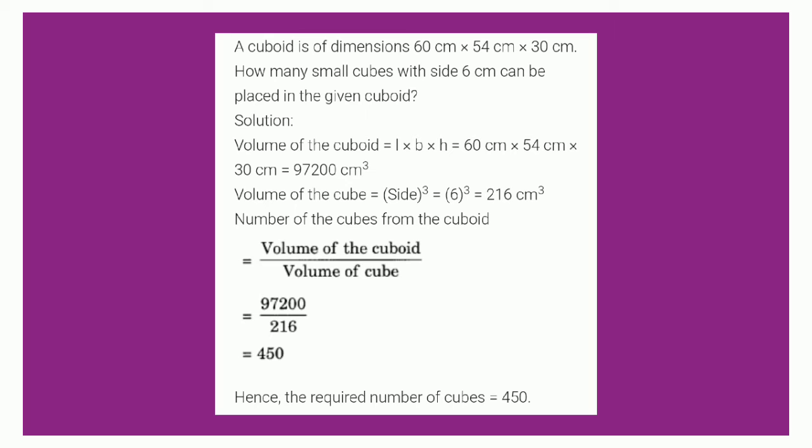Volume of cuboid divided by volume of cube is equal to 97,200 divided by 216, that's equal to 450. That means, hence, the required number of cubes is equal to 450 cubes.